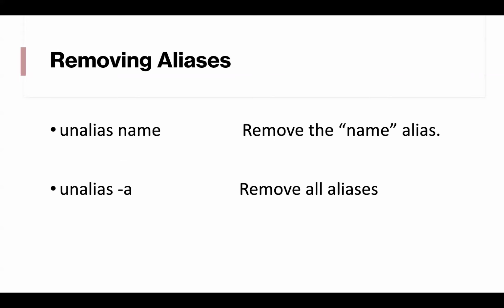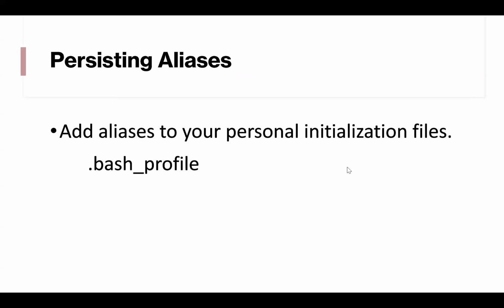To remove an alias, type unalias and the name of the alias. Or to remove all aliases, you can type unalias space hyphen a. If you were to create some aliases and log out and log back in, your aliases would be lost. To make them persist between sessions, add them to your dot files, such as .bash_profile.